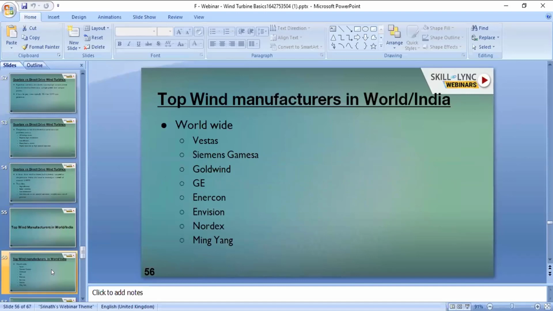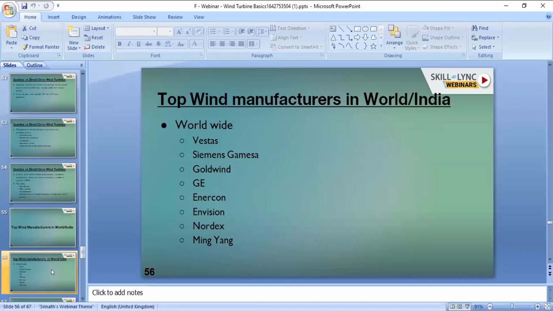Now we'll see how many of the top wind manufacturers in the world are in India. The top wind manufacturer in the world is Vestas. It is based in Denmark. The second topmost is Siemens Gamesa, whose main headquarters is in Spain. One more company is called Goldwind, based in China. Then GE, based in the USA.